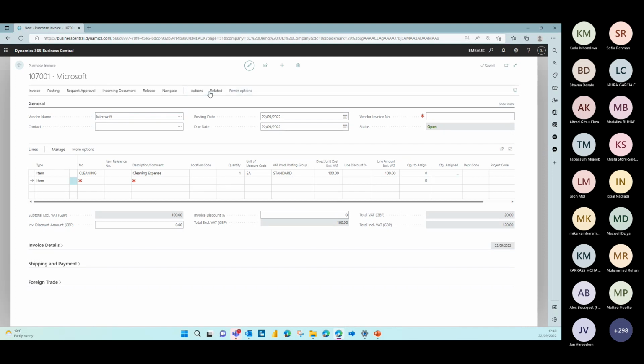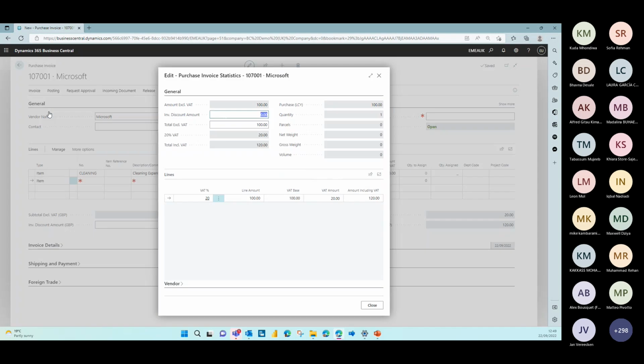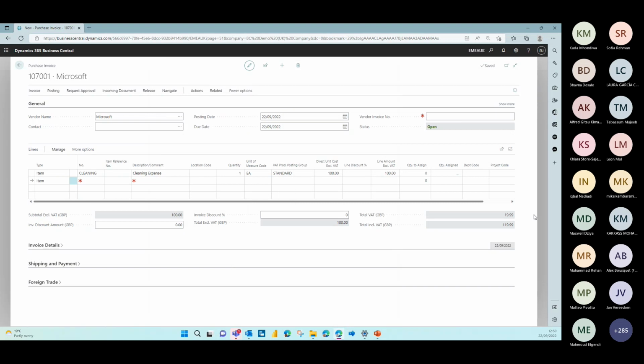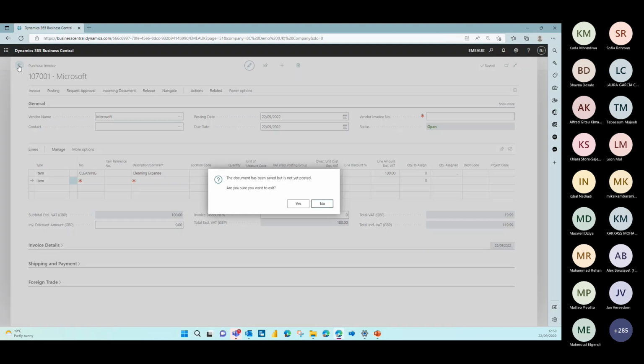But say for whatever reason, I shouldn't have made it so round, should I? You want to change it. I think there's a statistics here. Yes, on the statistics, then on the VAT, you can change the VAT amount. Because I allowed 10p difference, it allows me to change it to 19.99, but up to 10p difference only. If I try and change it to more than 10p, it will not allow it.